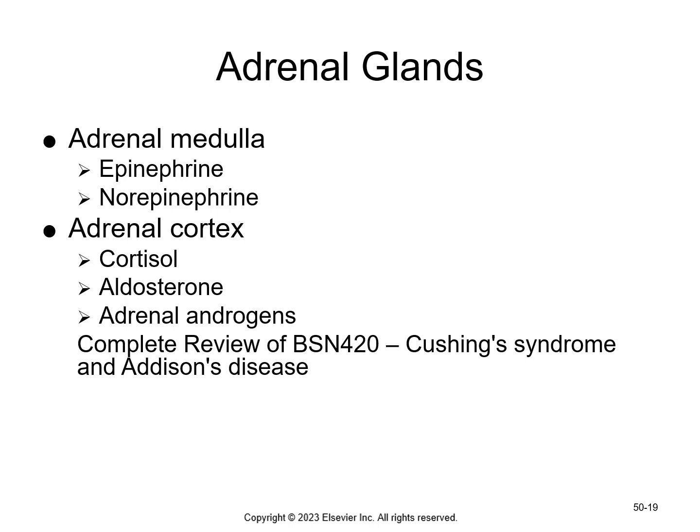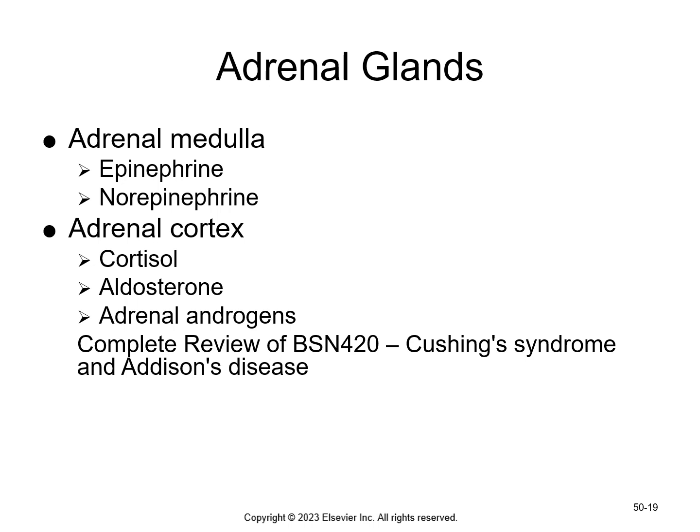Next is about the adrenal glands. As we know, it has two parts, medulla and cortex, and you've already learned about conditions like Cushing's syndrome and Addison's disease in BSN 420, so I want you to go and review that.